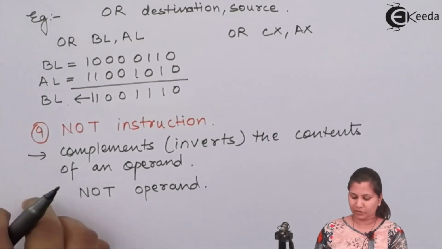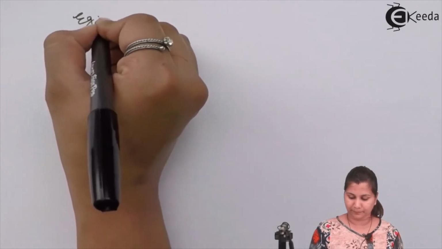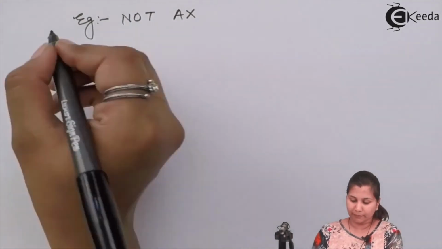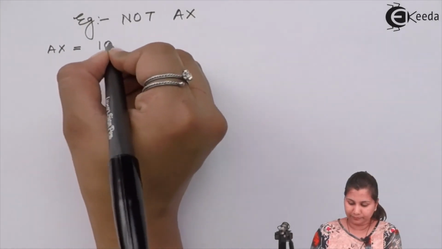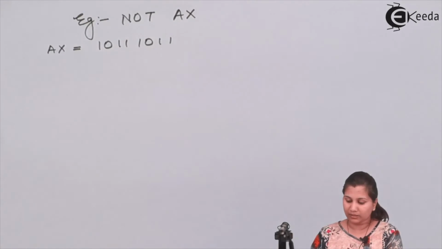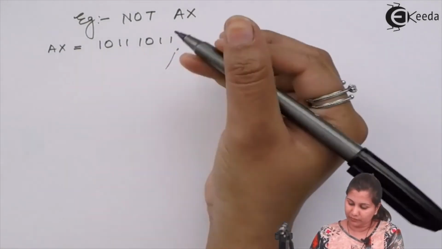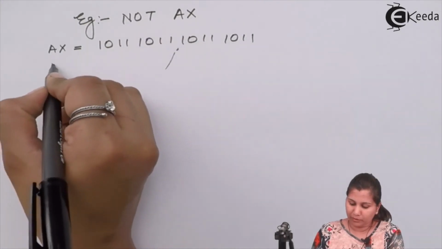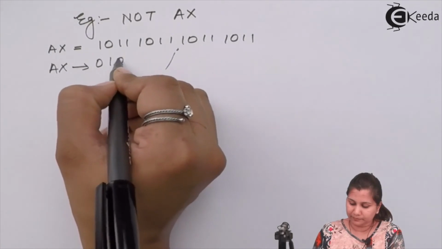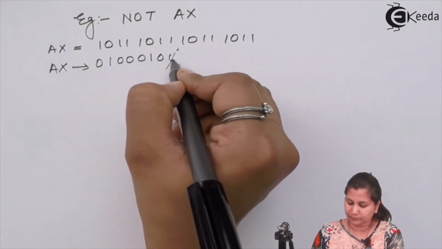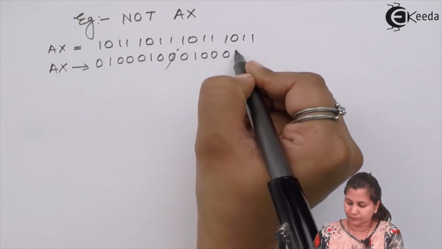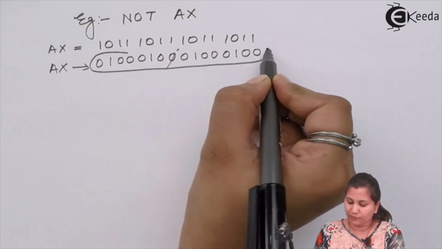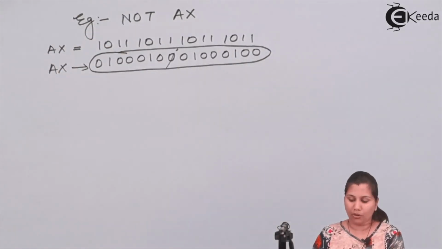If we take an example of this instruction, NOT AX. AX is a 16-bit register. Suppose this was the content. When this operation is performed, the new contents of AX will be such that 1 is changed to 0 and 0 is changed to 1. So these are the new contents of the AX register after applying the NOT instruction.